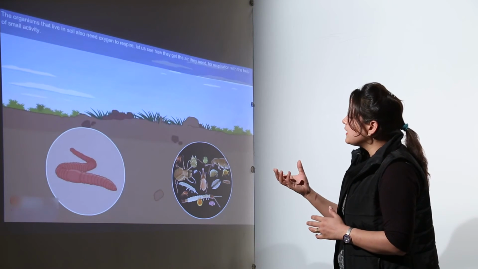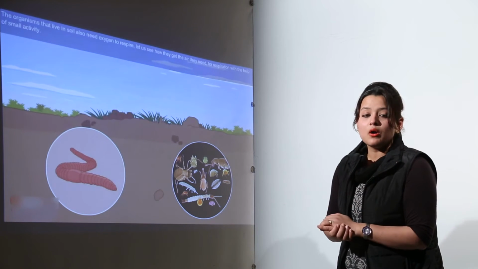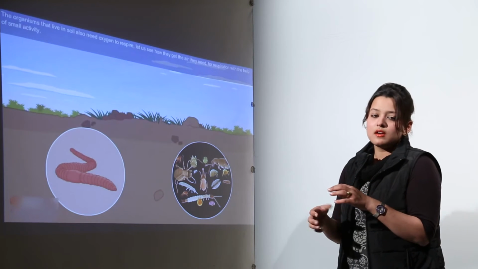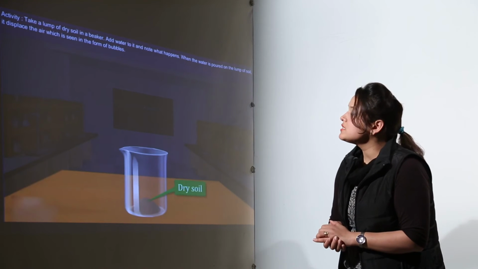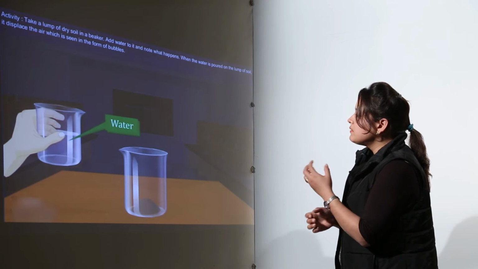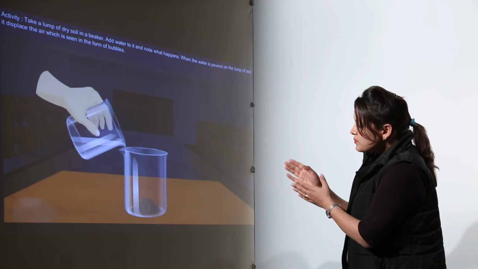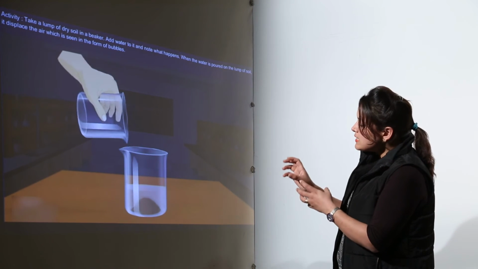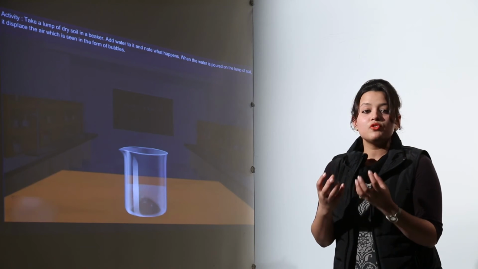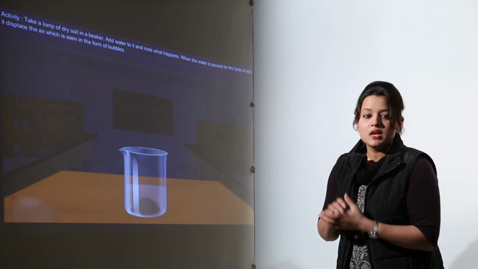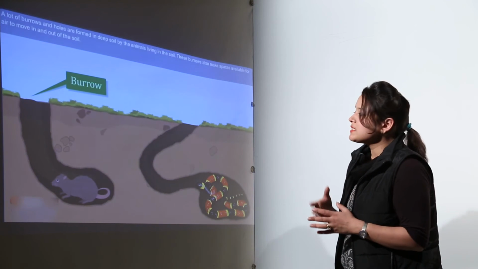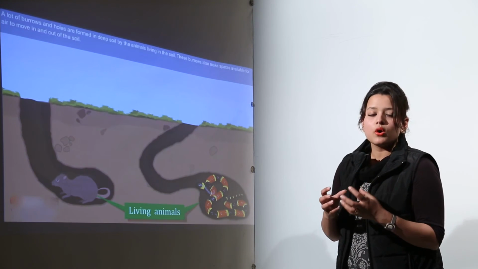Next we have the organisms that live below the ground, right? They build their burrows inside the ground. So how do these organisms get oxygen supply? For this again we are doing another activity. We have taken some soil inside a beaker and we will pour some water. Please observe that on doing so, we see some bubbles coming out. These bubbles represent that air was present in between the soil particles. When the water was poured, the bubbles came out. So we can conclude that air is present between the soil particles.